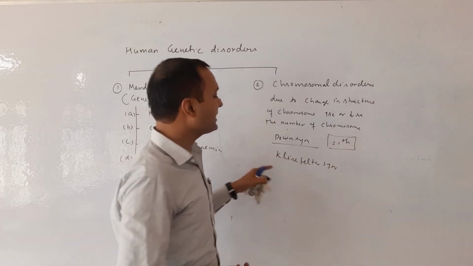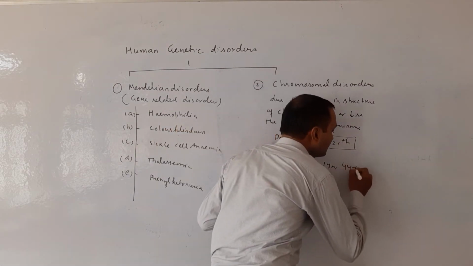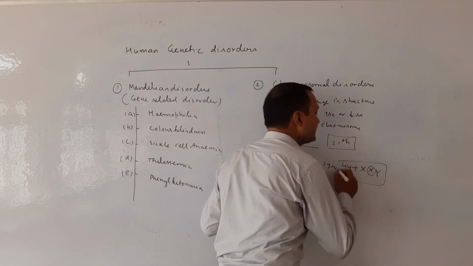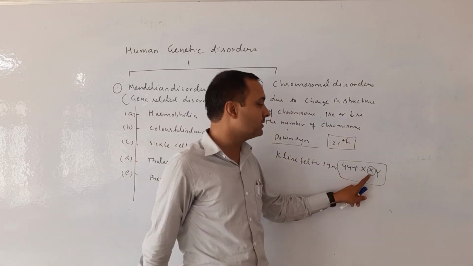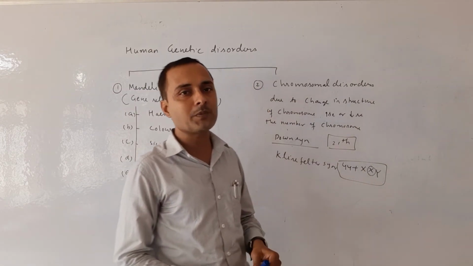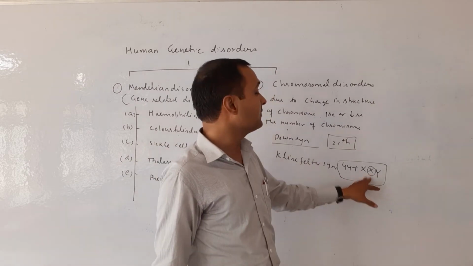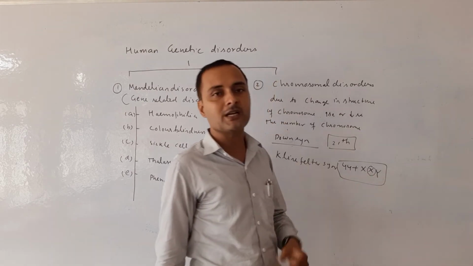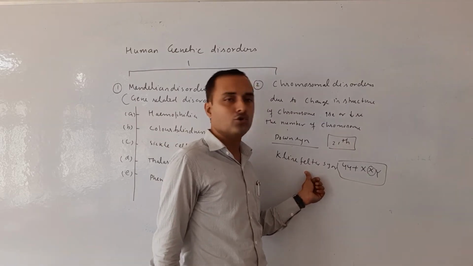Klinefelter syndrome is caused due to trisomy of one X chromosome. It is an allosomal disease because one sex chromosome increases, and the person suffering from Klinefelter syndrome has more female characters, because due to the increase of the X chromosome, the female characters increase in the person.